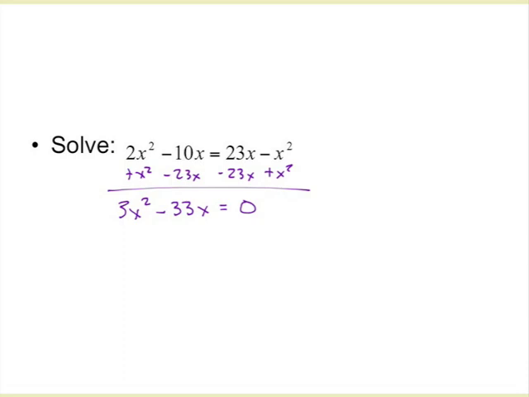What divides evenly out of those terms? 3 and x. They both have a factor of 3. They also both have an x. So if I divide both the numbers by 3, I get 1 and 11. If I take an x out of both of them, I've got an x and no x's left.